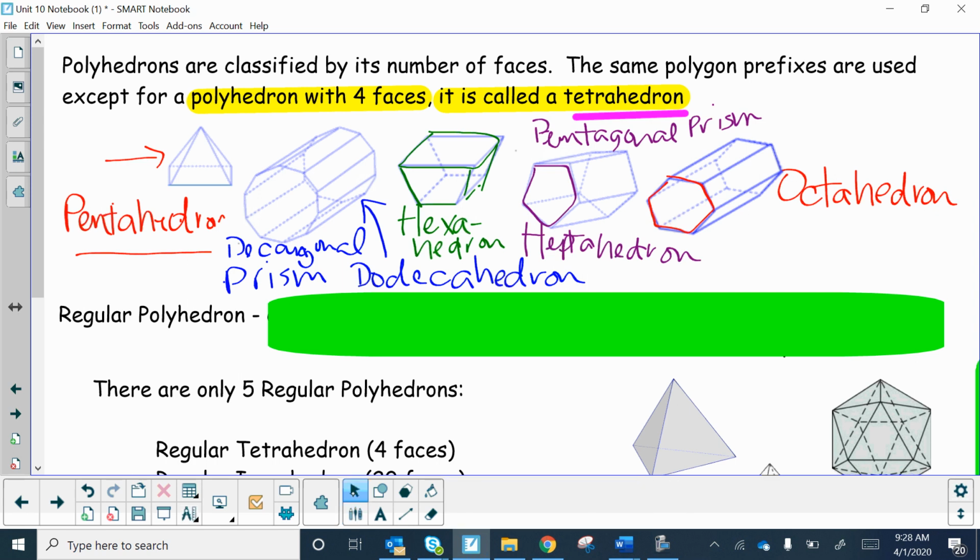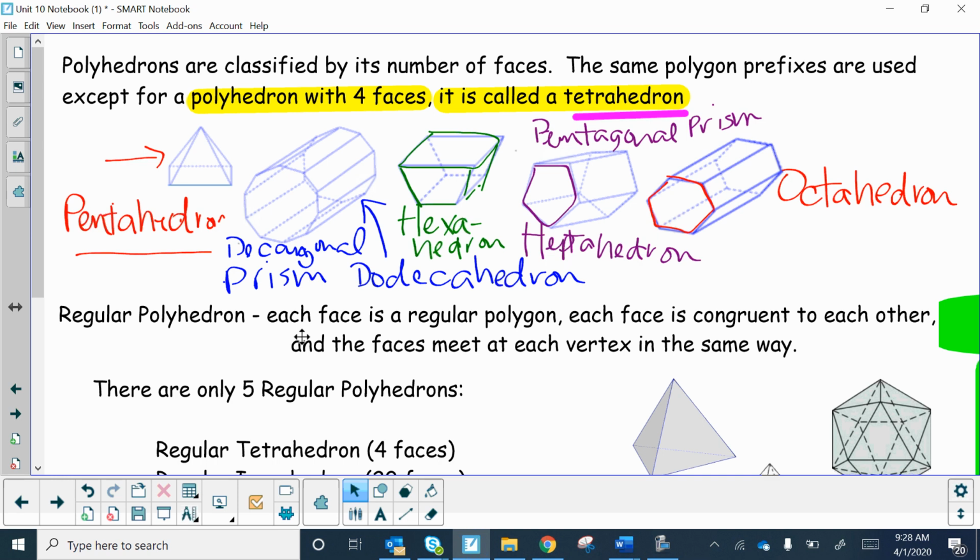There are also some polyhedrons that are regular. So if you remember what a regular polygon is, there's also regular polyhedrons. Okay, this is when each face is a regular polygon. So I'm going to highlight that. So each face has to be a regular polygon. That means all sides are equal and all angles are equal.